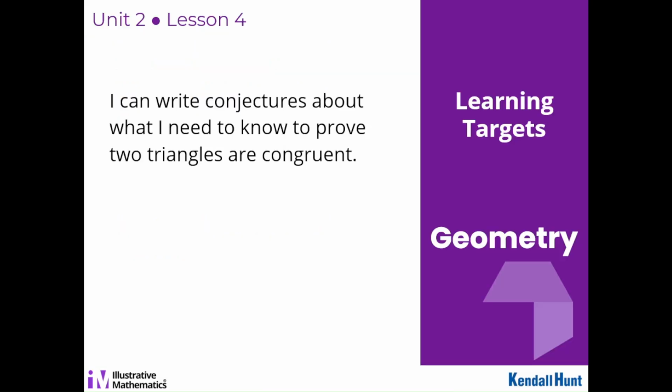So the learning target in this lesson says that we can write conjectures about what we need to know to prove two triangles are congruent. Meaning, we can write statements that say, if I know that I have two sides that are congruent and the angle between them, I know that the two triangles are congruent.